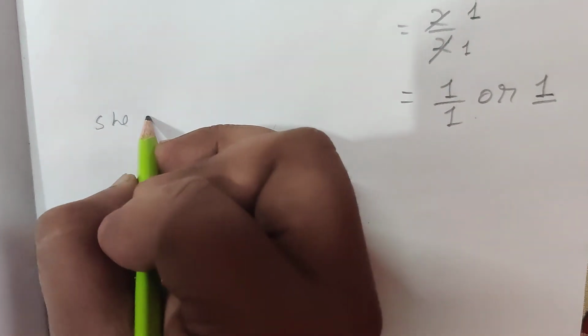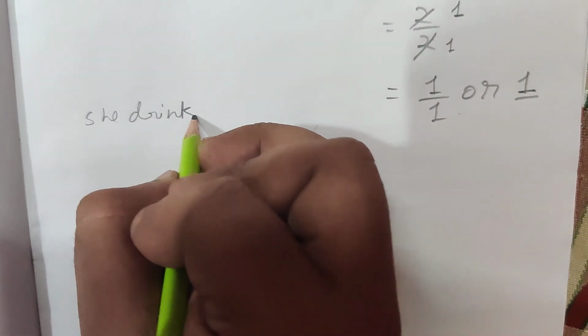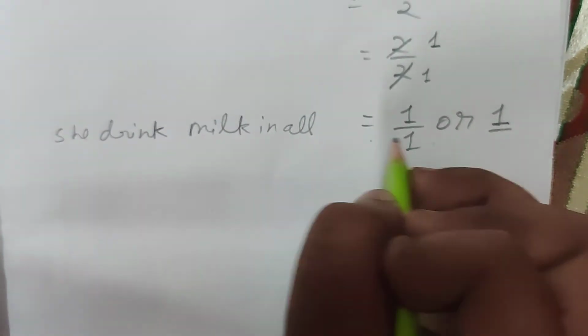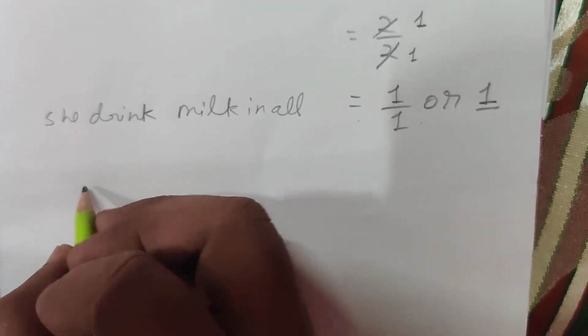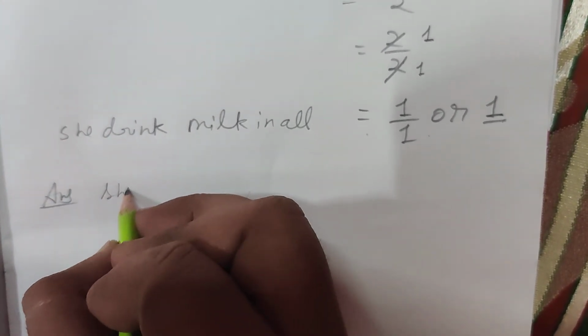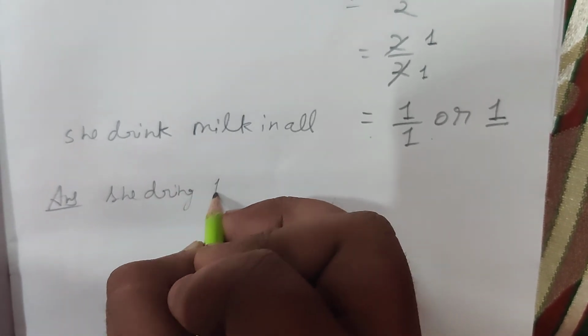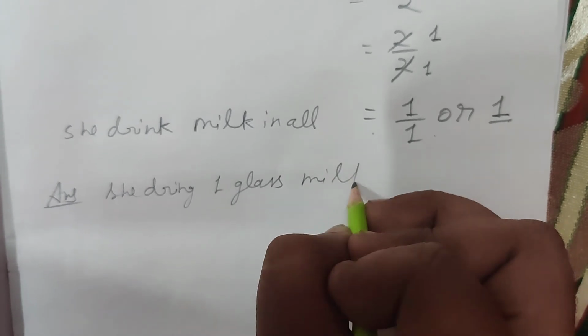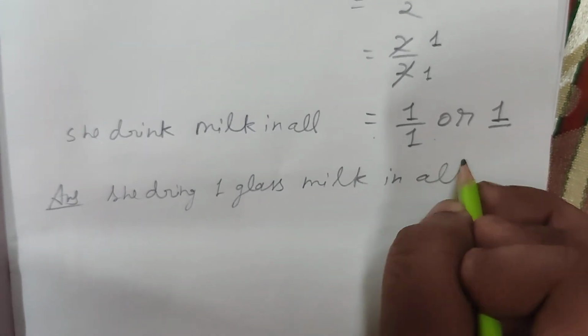She drank milk in all is equal to 1 glass. So answer, she drank 1 glass of milk in all.